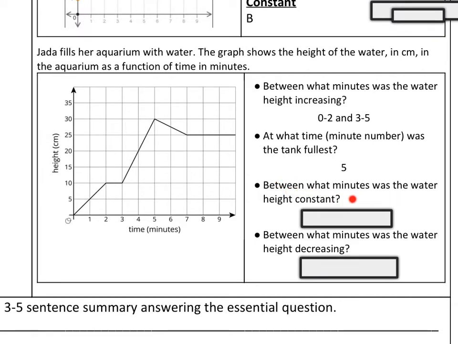Between what minutes was the water height constant? So we're looking for a slope of 0. I see one here between 2 and 3, it kind of flattens off. And then also between 7 and, we'll just end it at this graph here, 10. So between 2 and 3 and 7 and 10. Between what minutes was the water height decreasing? That's a negative slope. Well, it looks like this is the only point when that height is getting smaller, or decreasing, and that's between 5 and 7.